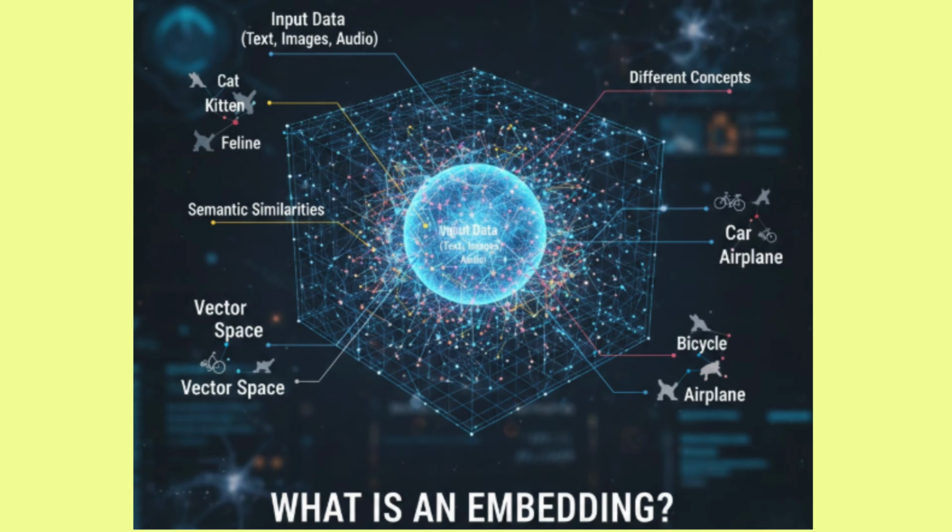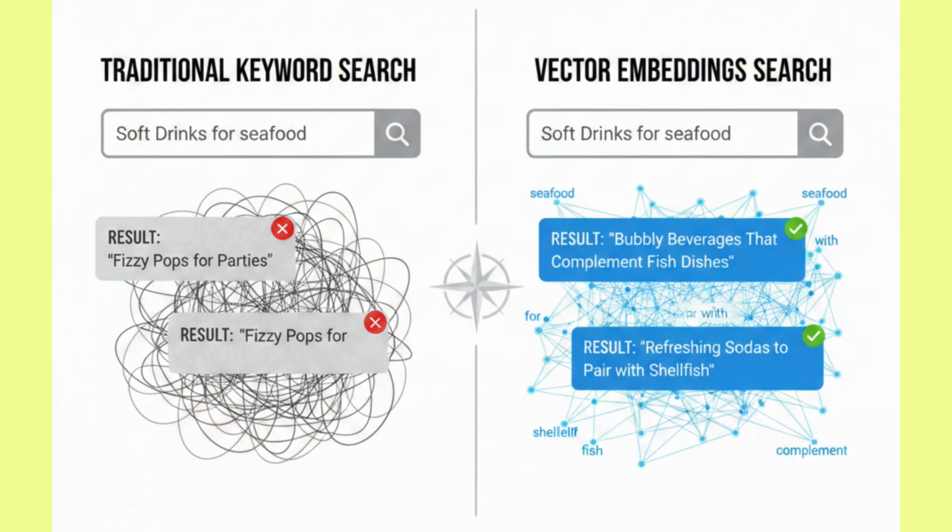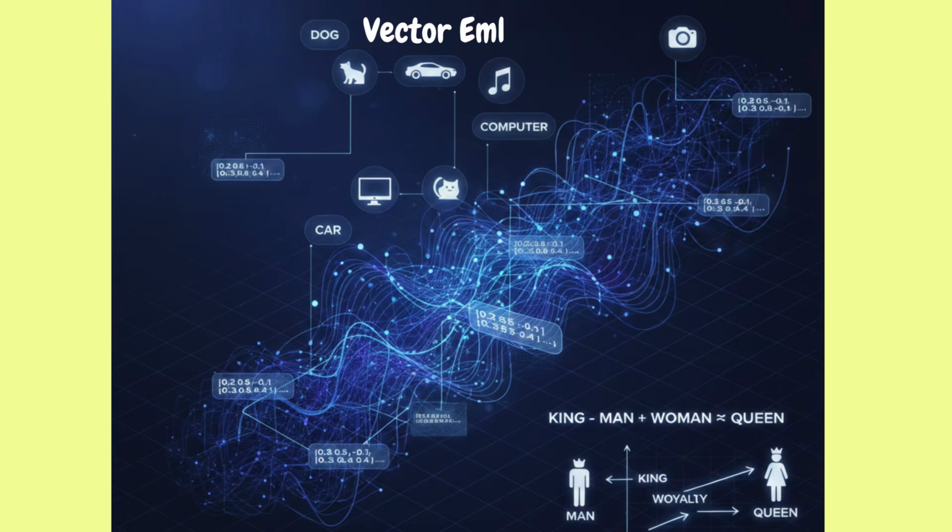Think of it like giving a computer a mental map where similar concepts are placed close together. For example, a traditional search for "wine for seafood" might not find an article about a wine that's good with fish, because the words don't match exactly. But a search using vector embeddings would understand that seafood and fish are related, and that "good with" and "for" mean the same thing in this context.